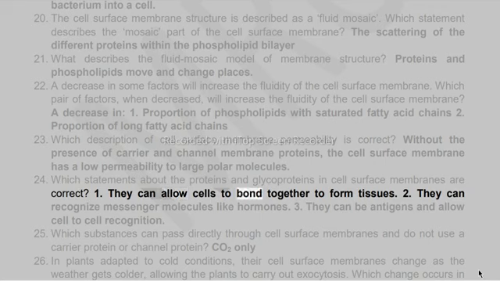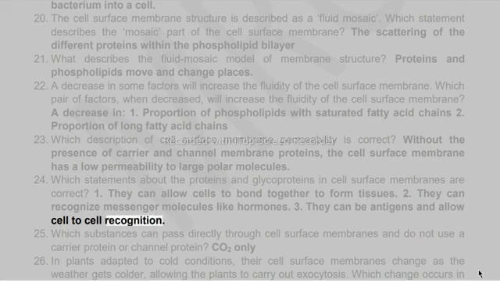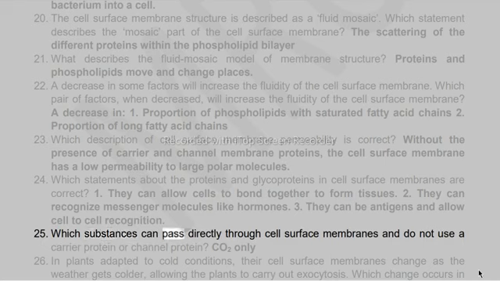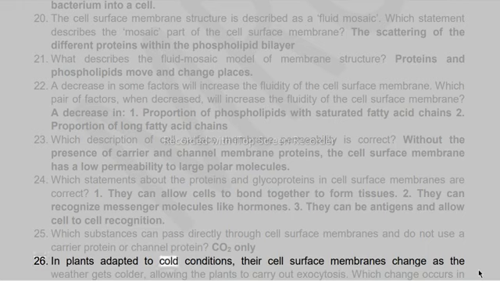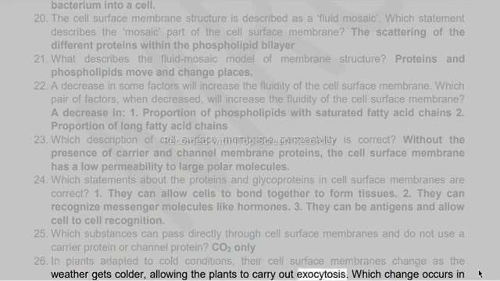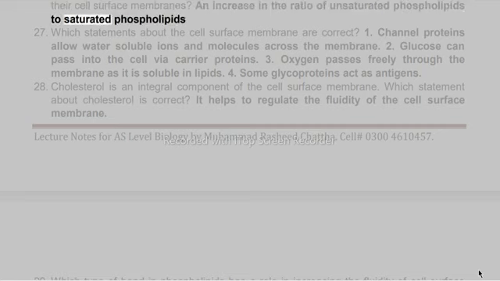24. Which statements about the proteins and glycoproteins in cell surface membranes are correct? 1. They can allow cells to bond together to form tissues. 2. They can recognize messenger molecules like hormones. 3. They can be antigens and allow cell-to-cell recognition. 25. Which substances can pass directly through cell surface membranes and do not use a carrier protein or channel protein? CO2 only. 26. In plants adapted to cold conditions, their cell surface membranes change as the weather gets colder, allowing the plants to carry out exocytosis. Which change occurs in their cell surface membranes? An increase in the ratio of unsaturated phospholipids to saturated phospholipids.